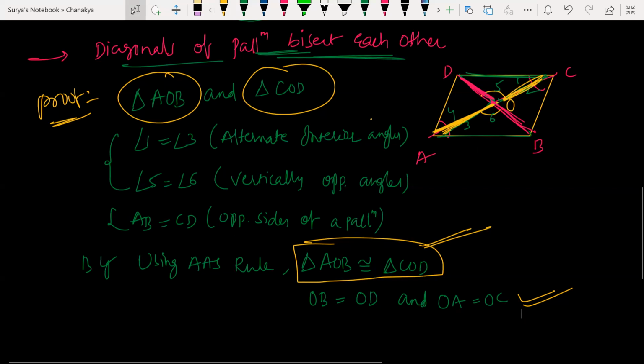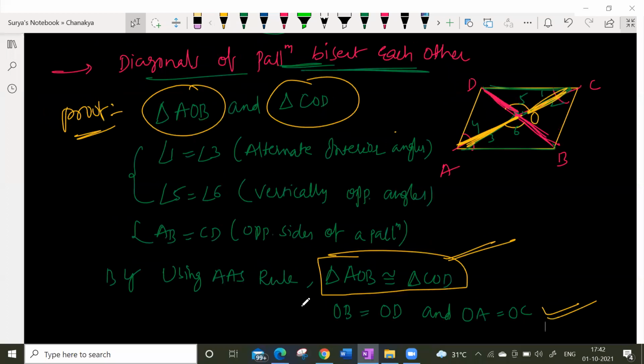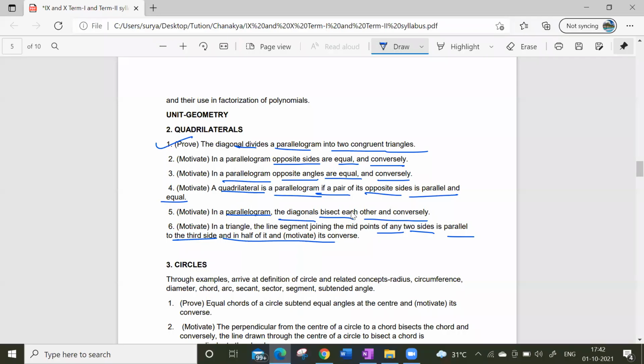Okay, we have this one now. Next, we'll talk about what we have here. So we proved that opposite sides and angles are equal, and diagonals bisect each other. A quadrilateral is a parallelogram if a pair of opposite sides are parallel and equal. Yes, correct only, no? Yes or no? Yes, sir.